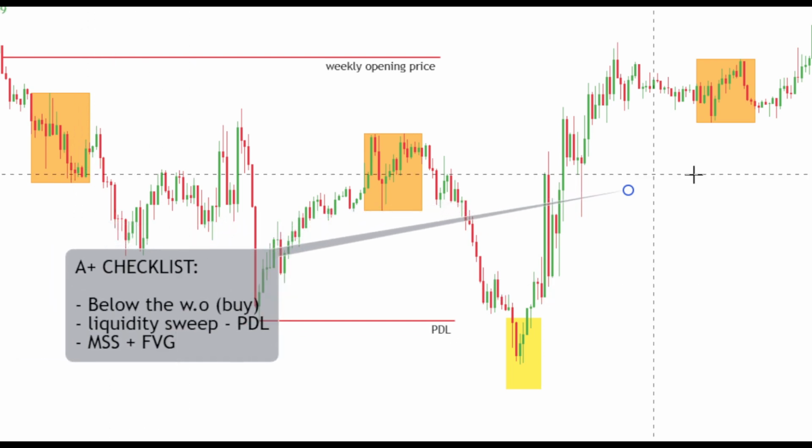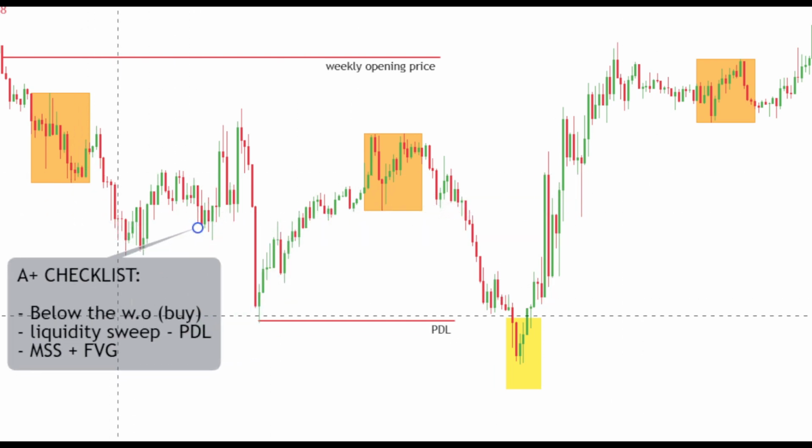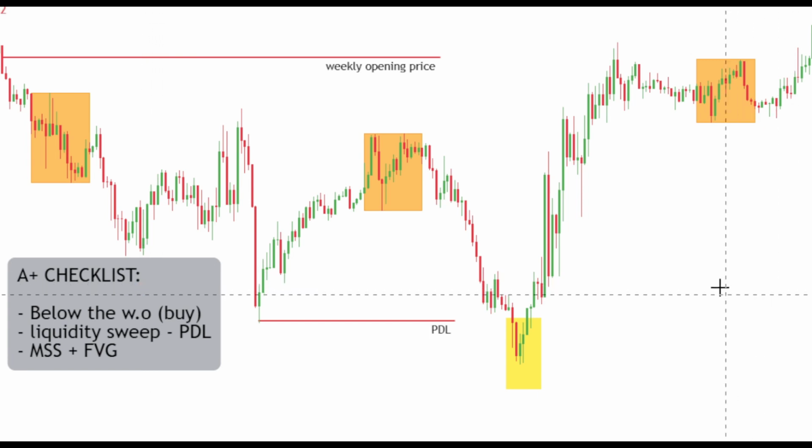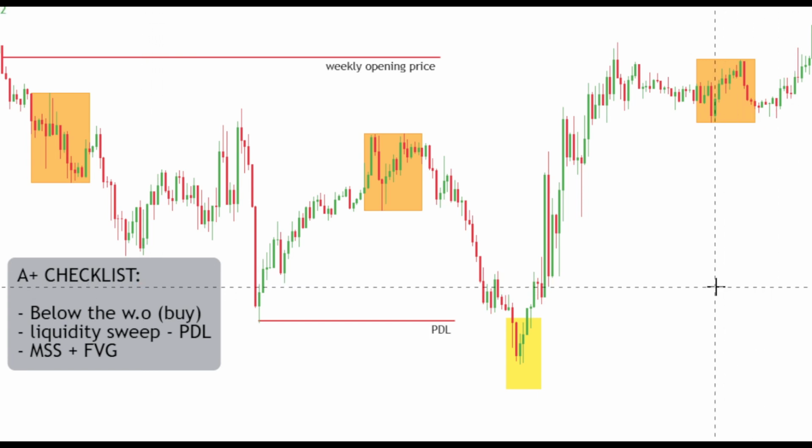So let's take this over to the left so it doesn't get in the way of the charts. This is your A plus checklist, everyone. You're looking for a break of structure and a fair value gap after a major sweep of liquidity below the weekly opening for a buy. That is essentially the A plus checklist that I use. Obviously, things get more complex when it comes to POI selection on higher time frames, etc. But the overall model is essentially keying off a fair value gap qualified by a structural break after a liquidity sweep, priced below the weekly opening.